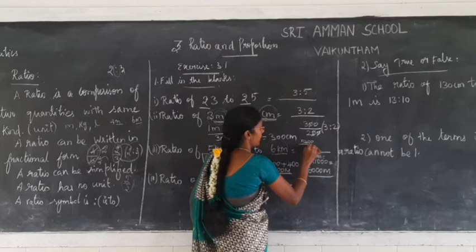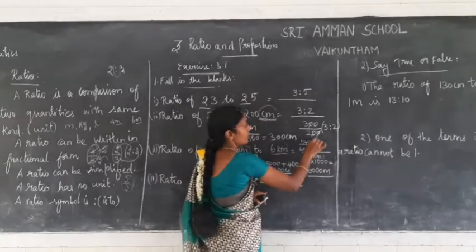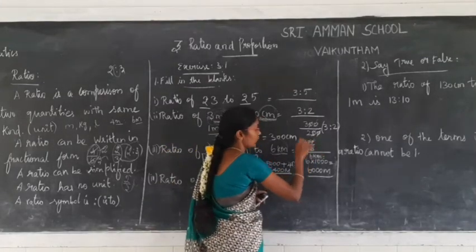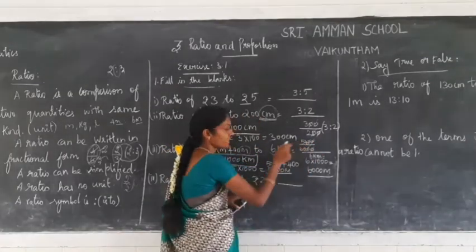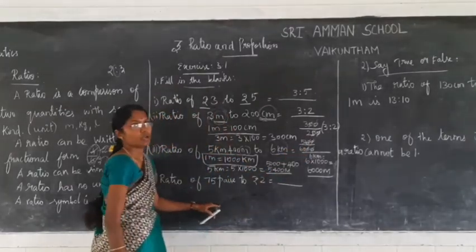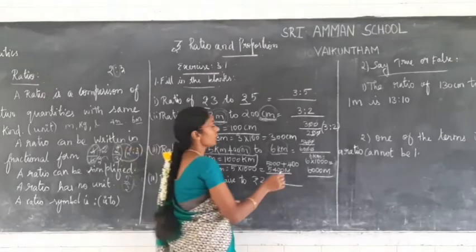5400 divided by 6000. Okay, so we have to simplify it here. So 0, 0, 0, 0. So 54 divided by 60. So this can be simplified under which table? 6 table.